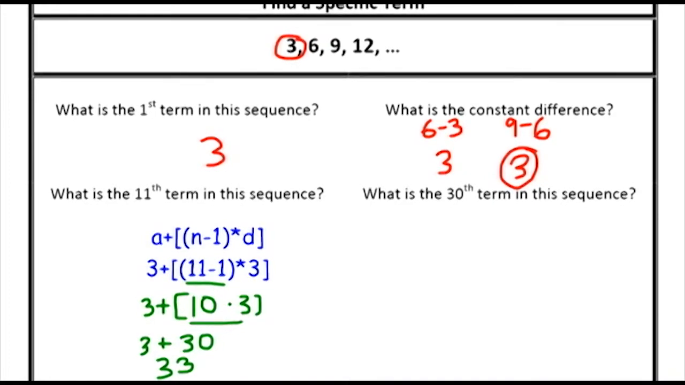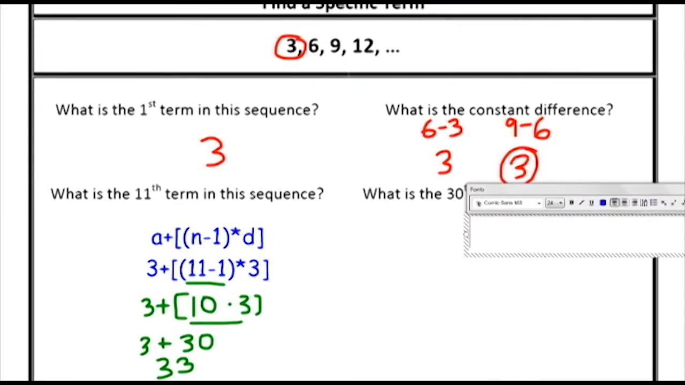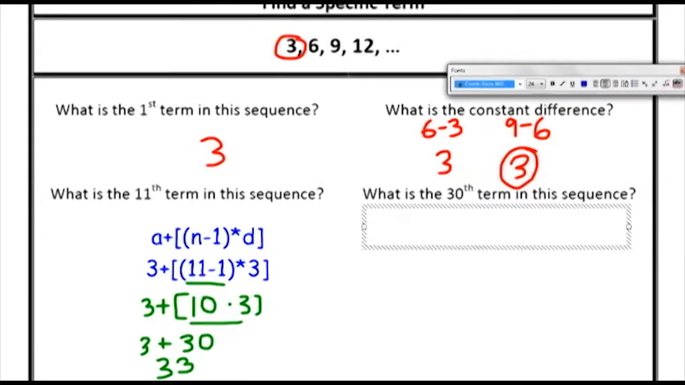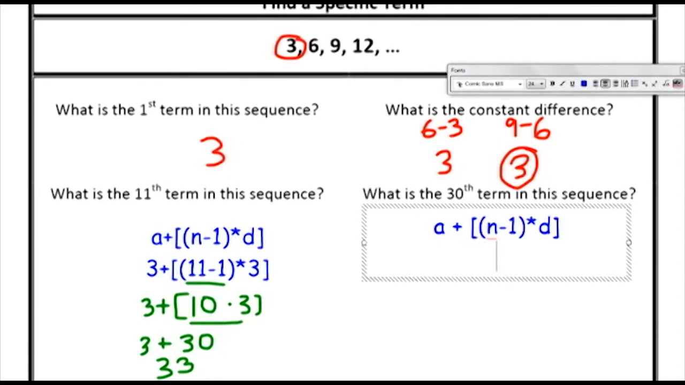I'm going to do the exact same thing and find the 30th term in the sequence. Just like every time you deal with a formula, whether it's in algebra, geometry, or physics, you write out the formula to start with, so you know exactly what goes where. A plus n minus 1 times d. I'm going to plug things in. You hear me call this plug and chug. The chug is the order of operations.